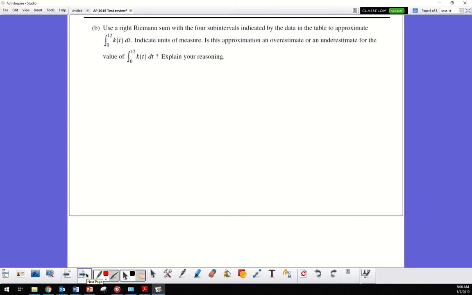All right, use the right Riemann sum with 4 subintervals indicated by the data in the table to approximate the integral from 0 to 12 of k of t dt. Indicate units of measure. Is this approximation an overestimate or underestimate for the value of the integral from 0 to 12 of k of t dt? Explain your reasoning. So that means that we're going to find the right-hand sum.